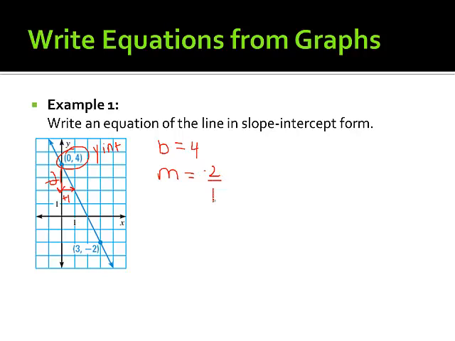Then I can just plug it into my equation, which is y equals negative 2x plus 4. And remember, it's the form y equals mx plus b. Where b is your y-intercept, in this case it's 4. And m is your slope, which in this case is negative 2.